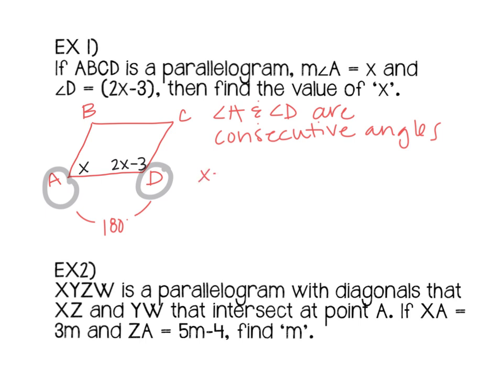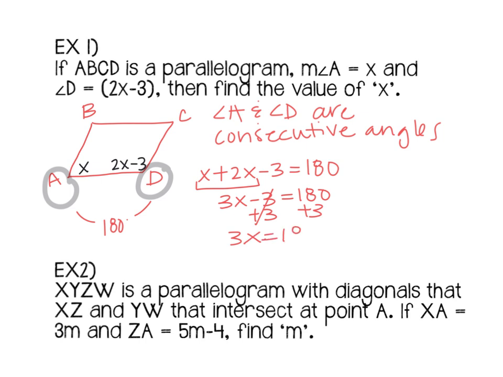We do x plus 2x minus 3 equals 180 degrees. So let's combine our x's. So we have 3x minus 3 equals 180. Add 3 to both sides. These will cancel out. 3x equals 183. And divide off my 3. And x equals 61. That's the value of my x on that example 1. Okay, let's move on to example 2.